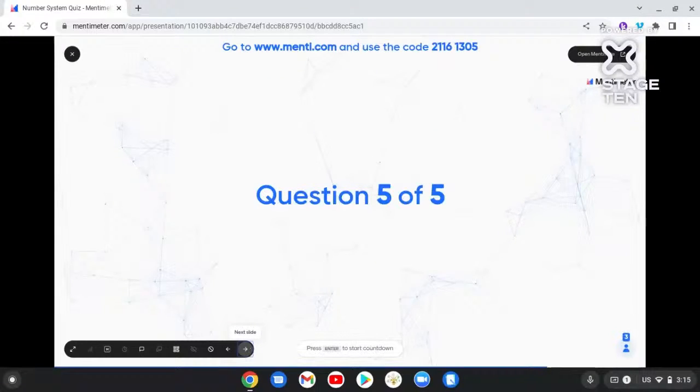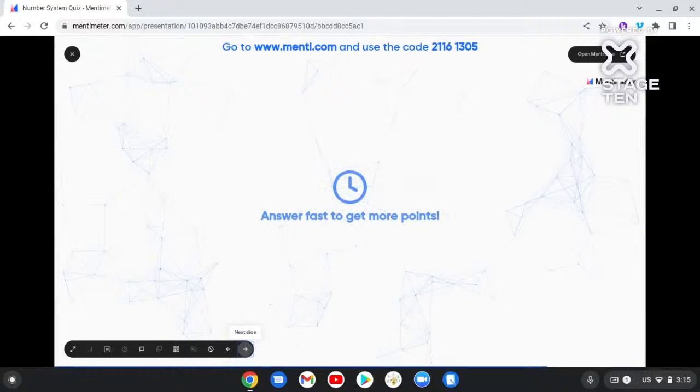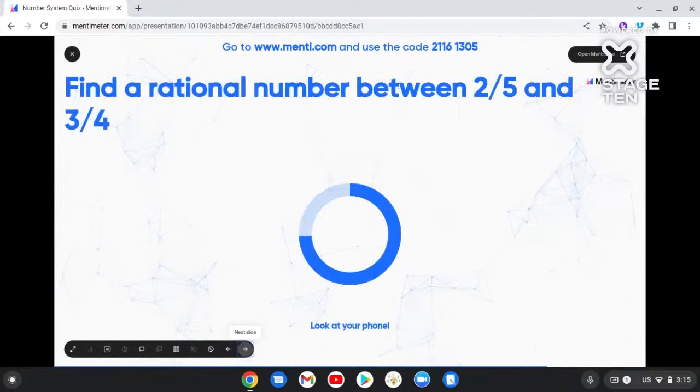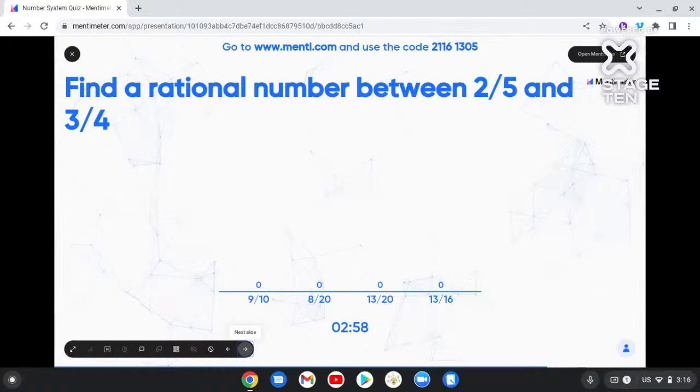The last question is here. Find a rational number between 2 by 5 and 3 by 4. What you have to do is find a common denominator for them, and then it will be super easy. So find a common denominator and insert the rational number.